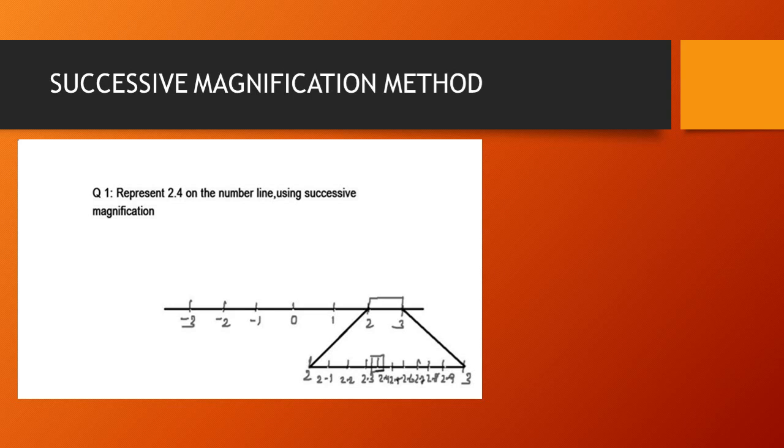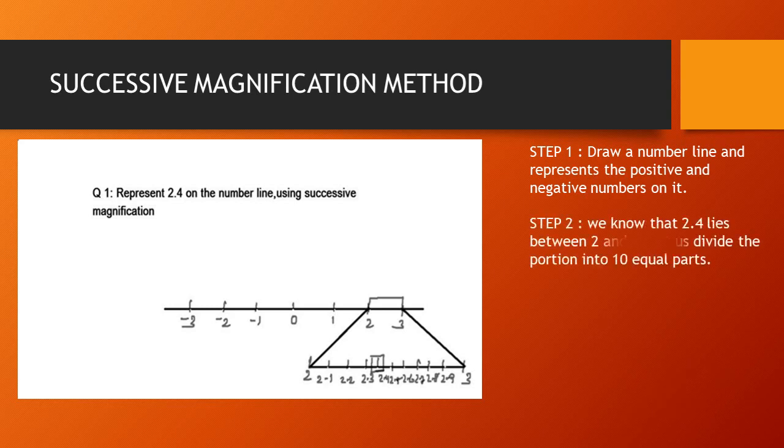Let's understand this by solving the following example. Represent 2.4 on the number line using successive magnification method. For that, first step, just draw a number line and represent the positive and negative numbers on it. The second step, we will identify where the given number lies. In this particular case, 2.4 lies between 2 and 3.